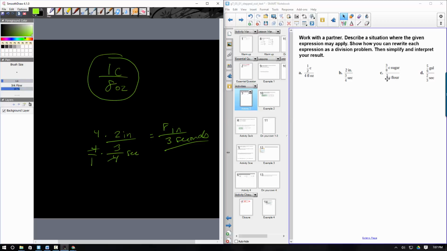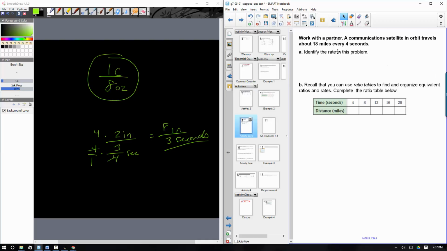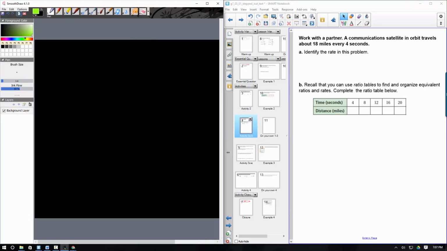For this one, I'd clear it out with a 5. I'd multiply both sides by 5. This one, I'd clear out both sides by multiplying 3 to both. So then it says here, identify: a communication satellite in orbit travels 18 miles every 4 seconds. So my unit rate is going to be miles per second, right? So I'm going to have 18 miles over 4 seconds. And let's figure out the unit rate. So what is 18 divided by 4? 4 goes in 4 full times, that's 16. So 4.5.